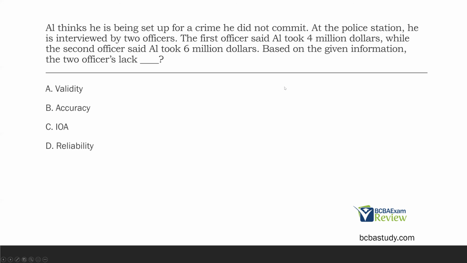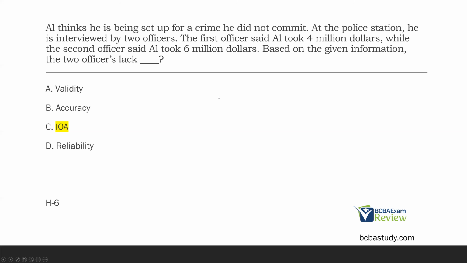So the only information we can use, and based on the given information, we can only determine the two officers lack IOA. Good lesson in not trying to create information that isn't there. Okay. They're valid. They measure the right thing. We're not sure about the accuracy. We have no way of knowing if they're accurate or not. And we have no way of knowing if they're reliable or not. The only thing we know is they don't agree.